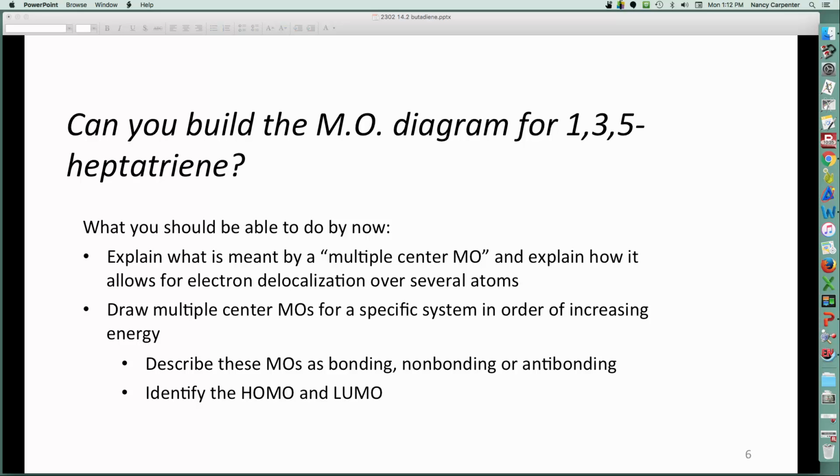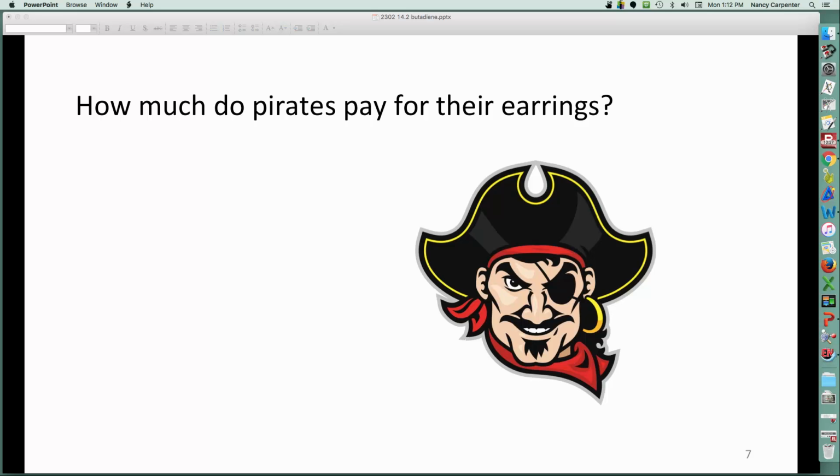But before you do that, an important question: how much do pirates pay for their earrings? Well, obviously, $1 an ear.